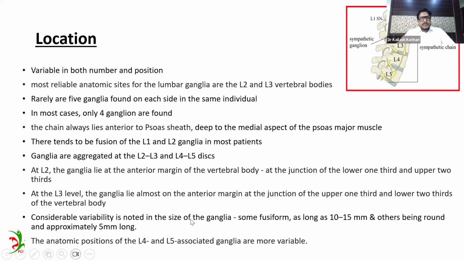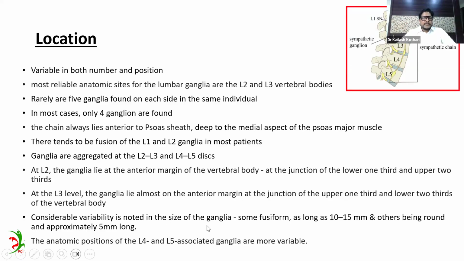And at L2, the ganglia lie on the anterior margin of the vertebral body at the junction of the lower 1/3 and upper 2/3. So you see, this is L2. This is the picture which is not correct. If you take the upper 2/3 of the L2 and lower 1/3 of the L2, this is the location of the ganglion, which is most common. And if it is fused with L1, then it is a big ganglion here.